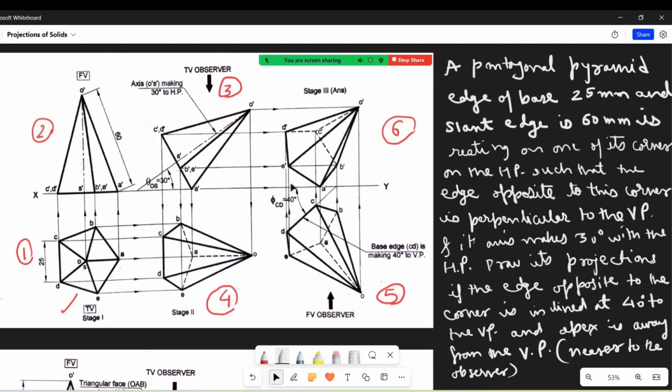Now when we say that this edge DC is inclined at 40 degree to VP, means we just have to turn it in this direction. How are we turning it? We are turning this view number 4 in this direction such that this line CD becomes inclined and it makes an angle of 40 degree, which is seen here. And then the view number 6 can be drawn accordingly.